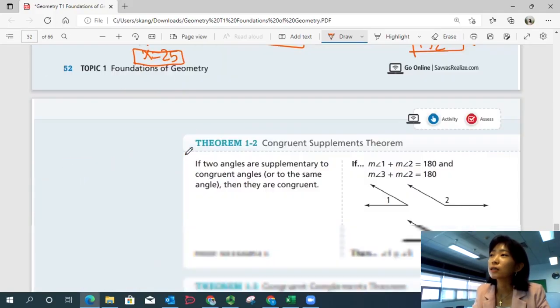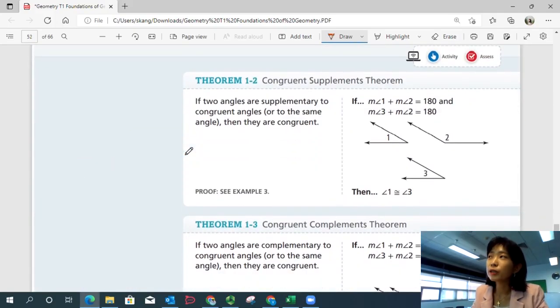Alright, next theorem. 1-2, congruent supplements theorem. If two angles are supplementary to congruent angles, or to the same angle, then they're congruent. Okay, what are supplementary angles? They are supplementary, they make 180 degrees when they're added together.